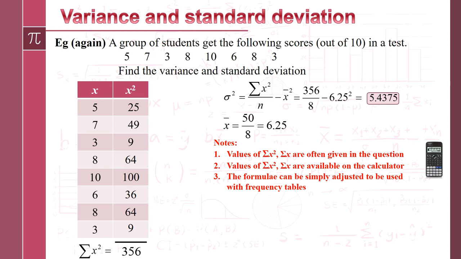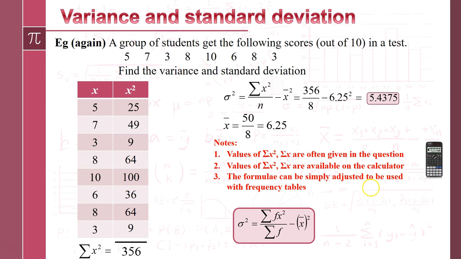Now, in some cases, rather than the raw data you might get given these values here. You can also get them off your calculator. We'll have a look at that in a second. And also the formula can be used with frequency tables, so it becomes that one there. But what I want to do now is go back and have a look at where you can get all these values off your calculator and how you can do this calculation on the calculator.